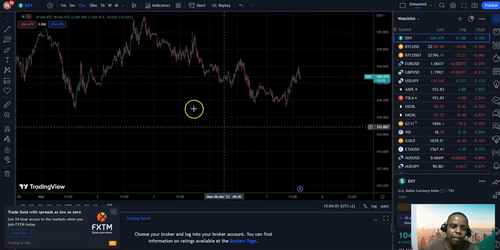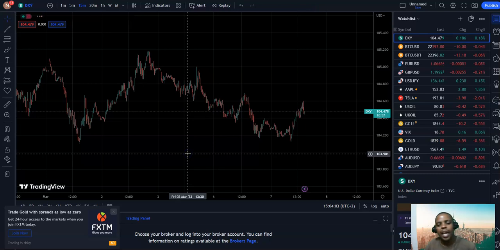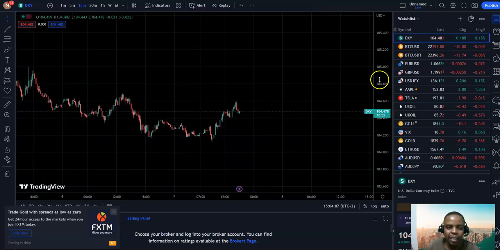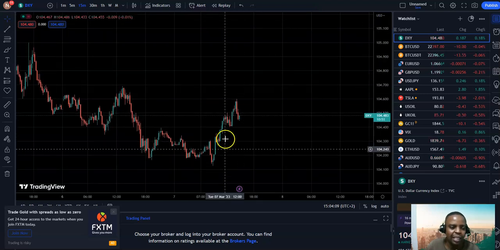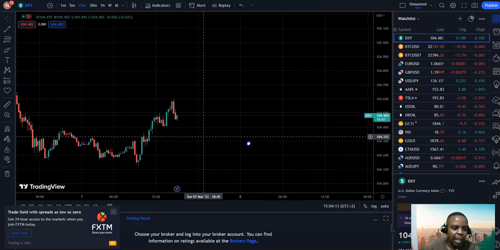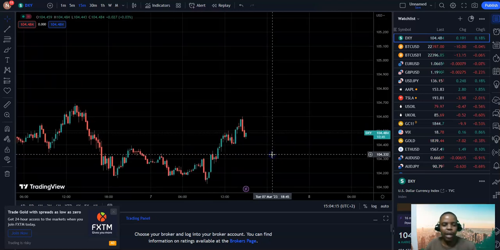Even though the speech has been delivered already, you can see the strengthening of the dollar just a little bit after it had a huge knockout, and it's starting to have some massive growth, but this is in a shorter time frame, the 15-minute chart on TradingView.